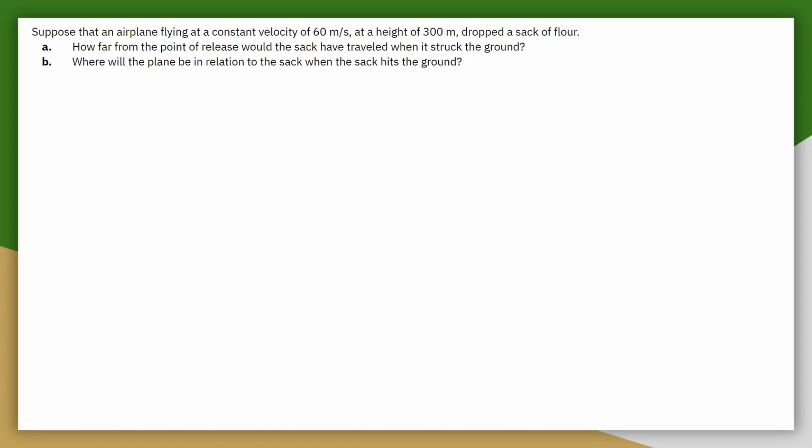Suppose that an airplane flying at a constant velocity of 60 meters per second, at a height of 300 meters, dropped a sack of flour. The two parts of this problem are: Part A, how far from the point of release would the sack have traveled when it struck the ground? And B, where will the plane be in relation to the sack when the sack hits the ground?